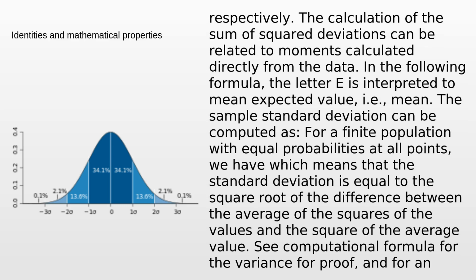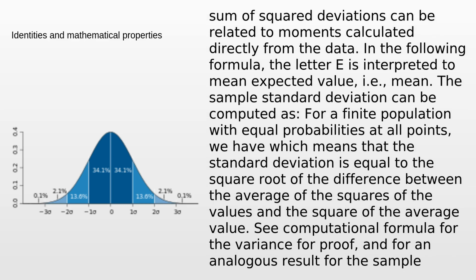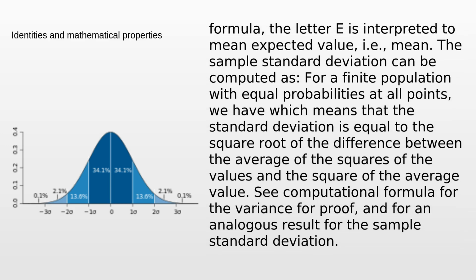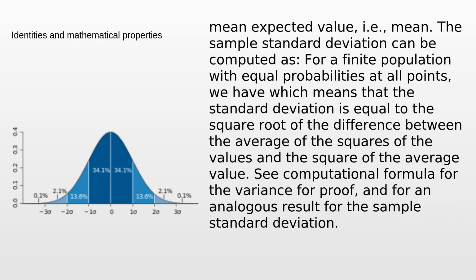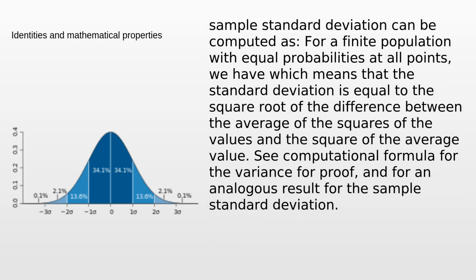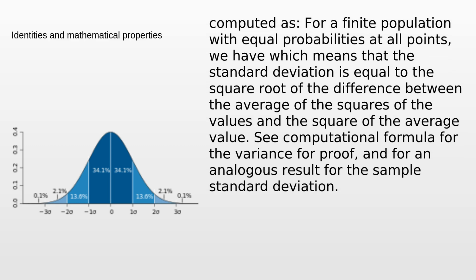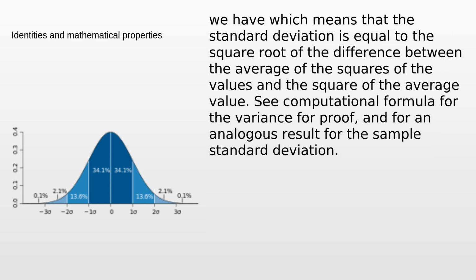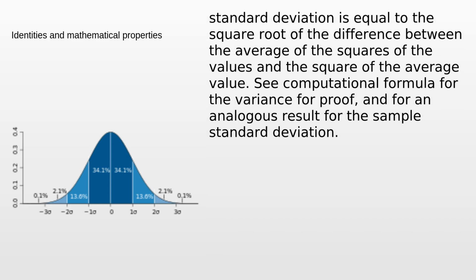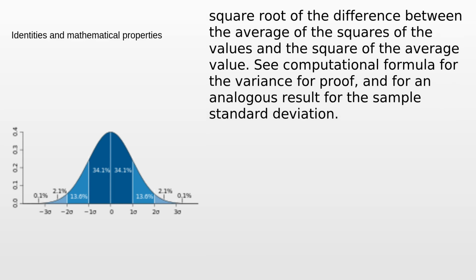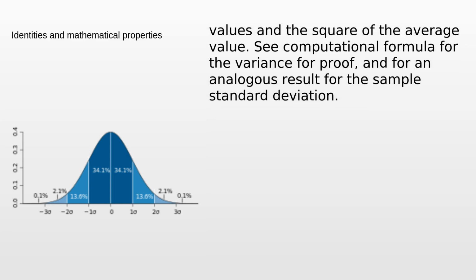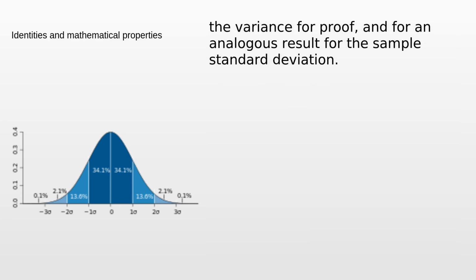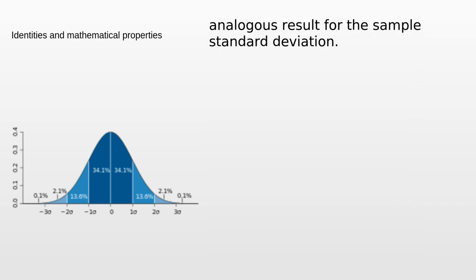The calculation of the sum of squared deviations can be related to moments calculated directly from the data. In the following formula, the letter E is interpreted to mean expected value, i.e., mean. The sample standard deviation can be computed as, for a finite population with equal probabilities at all points, we have, which means that the standard deviation is equal to the square root of the difference between the average of the squares of the values and the square of the average value. See computational formula for the variance for proof, and for an analogous result for the sample standard deviation.